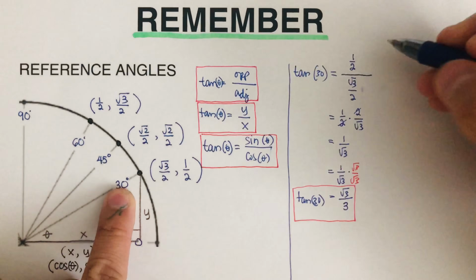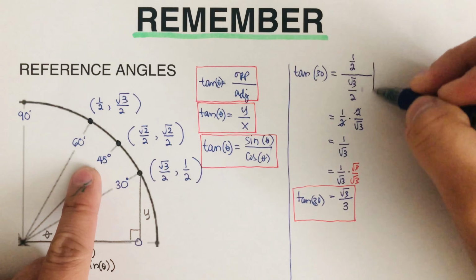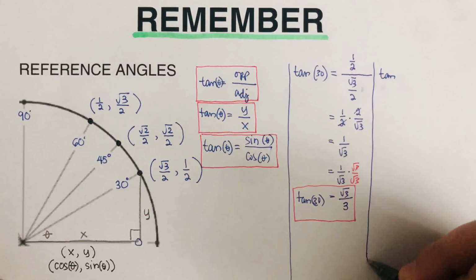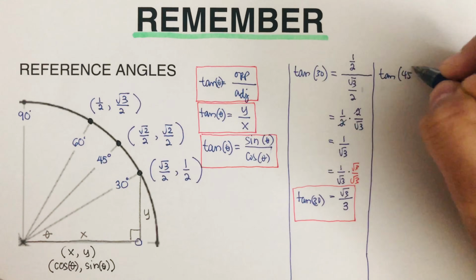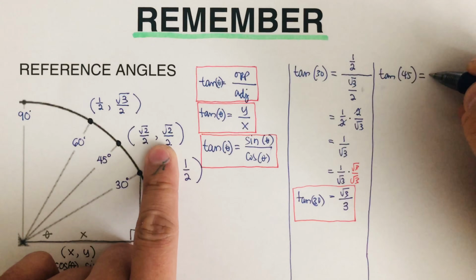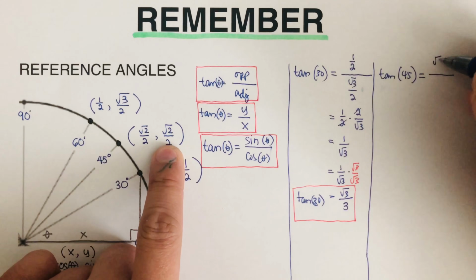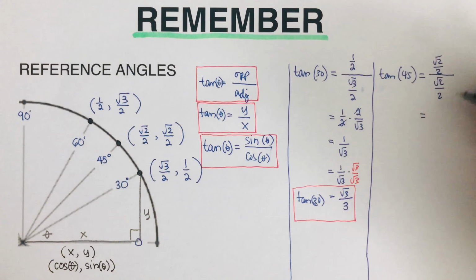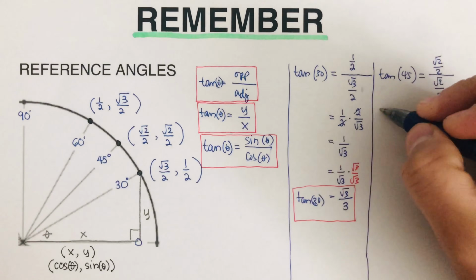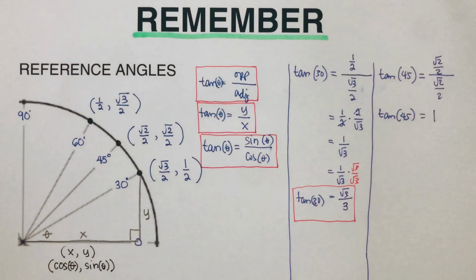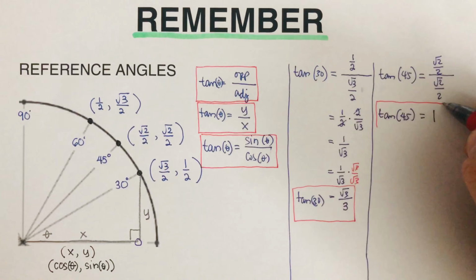Now let's have tangent 45. I'm just going to show the work on the side for tangent 45. Again, tangent is y over x. So our y is square root of 2 over 2 and our x is square root of 2 over 2. Square root of 2 over 2 divided by square root of 2 over 2 is 1. So pretty much tangent 45 degrees is 1. I'm just going to put this inside the box.